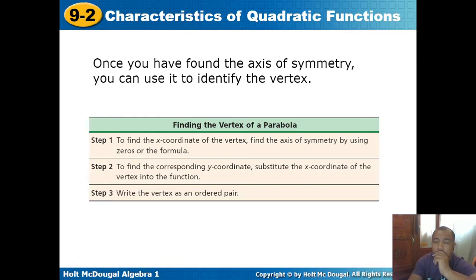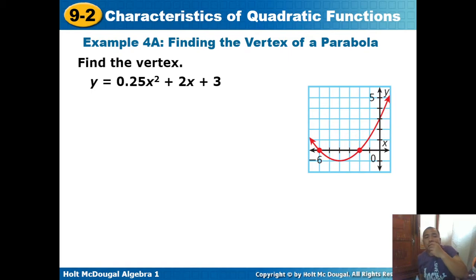Once you have found the axis of symmetry, you can use it to identify the vertex. Finding the vertex of the parabola: to find the x-coordinate of the vertex, find the axis of symmetry by using the zeros or the formula. To find the corresponding y-coordinate, substitute the x-coordinate of the vertex into the function and write the vertex as an ordered pair. Example: find the vertex of the quadratic function y equals 0.25x squared plus 2x plus 3.